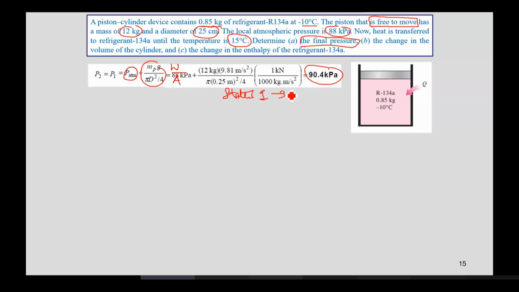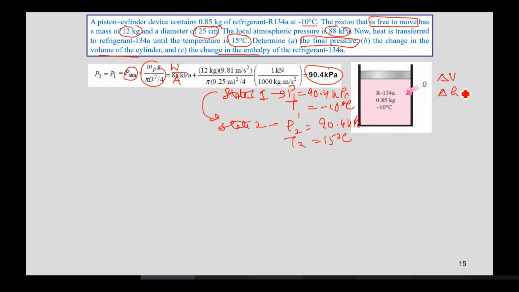State 1 where your pressure is 90.4 kilopascal and your temperature is essentially minus 10 degrees centigrade, and state 2 where your pressure is essentially 90.4 kilopascal and temperature is 15 degrees centigrade. You have to find out the volume change of the cylinder and the enthalpy change of the cylinder as your system moves from state 1 to state 2. So basically you are looking into del V and del H for 1 to 2 states.